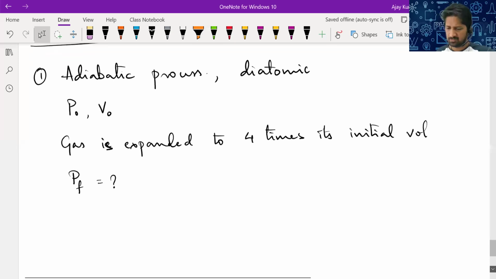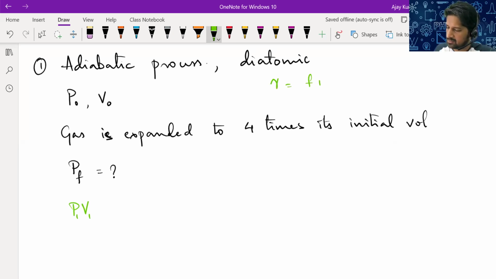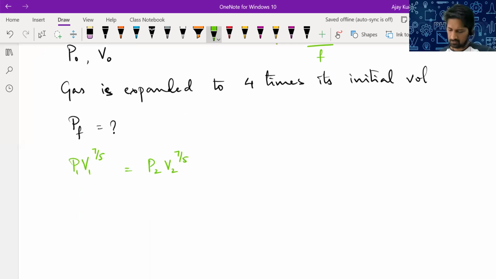The relation between them is PV power gamma is equal to constant. So P1 V1 power gamma. What is gamma for diatomic? Gamma basic formula is F plus 2 divided by F. Diatomic has 5 degrees of freedom. So 5 plus 2 divided by 5, 7 by 5. So P1 V1 power 7 by 5 is equal to P2 V2 power 7 by 5. That's all. P1 V1 power gamma is equal to P2 V2 power gamma. Initial pressure is P naught, volume is V naught, 7 by 5 is equal to final pressure, which is what we need to find out.